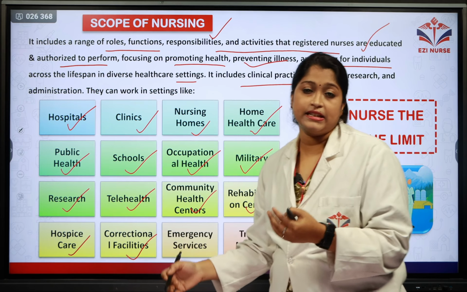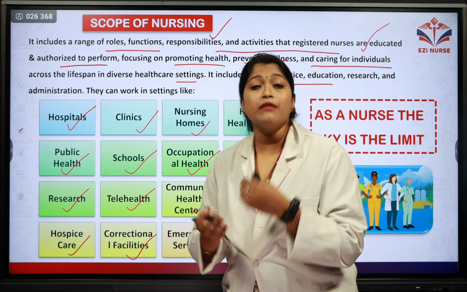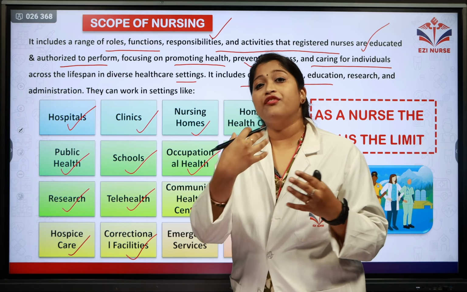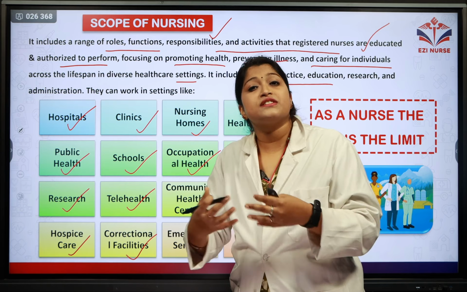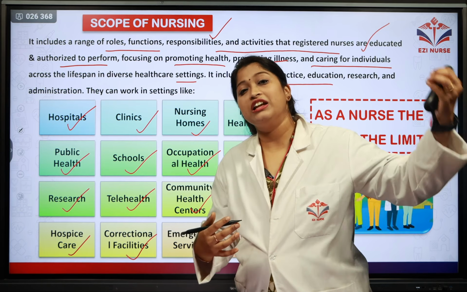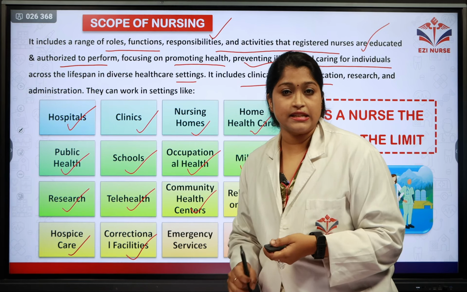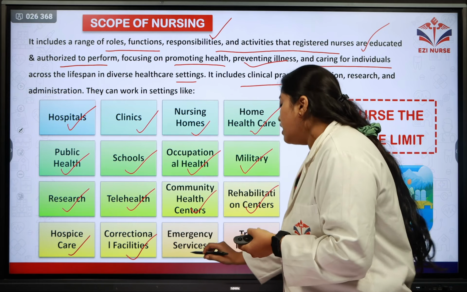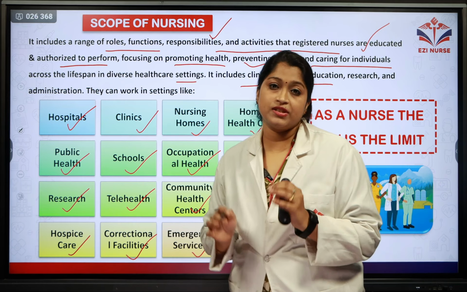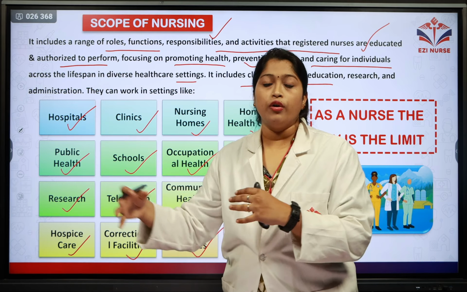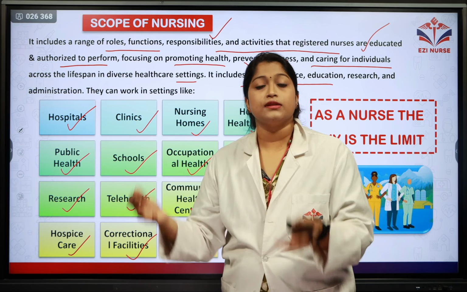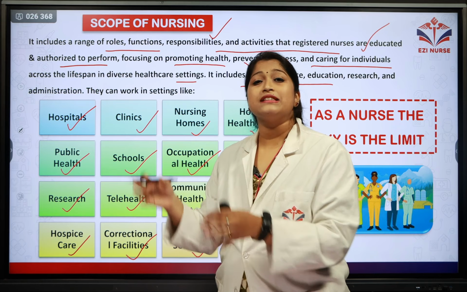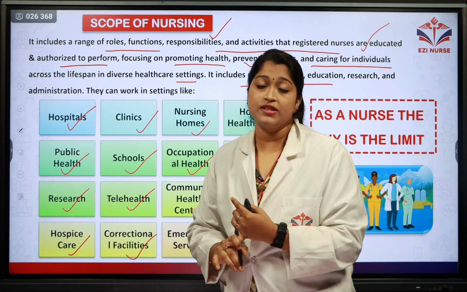Next is correctional facilities. People who have committed a crime are in the correctional facility area, where you can give mental health care as well as physical health care for them. Over there also, as a nurse, you can go and give care. Then emergency services. For example, on the road, if a person faints and falls, in that emergency, being a nurse, you can give care for them, as well as in ambulances. These are also emergency services.